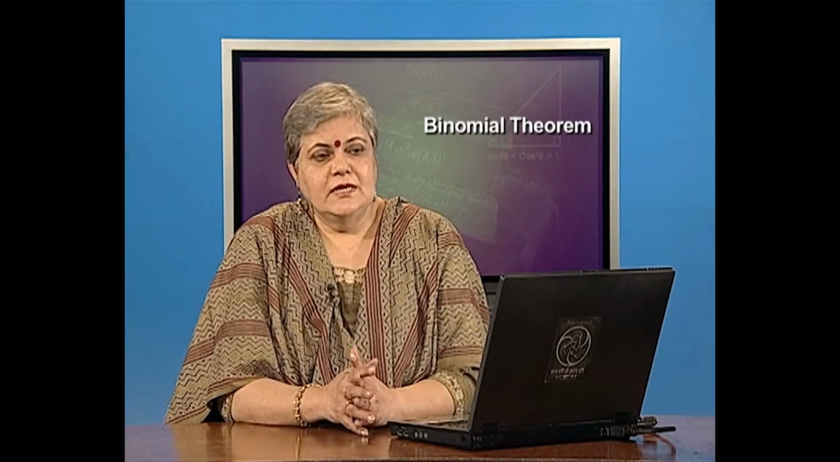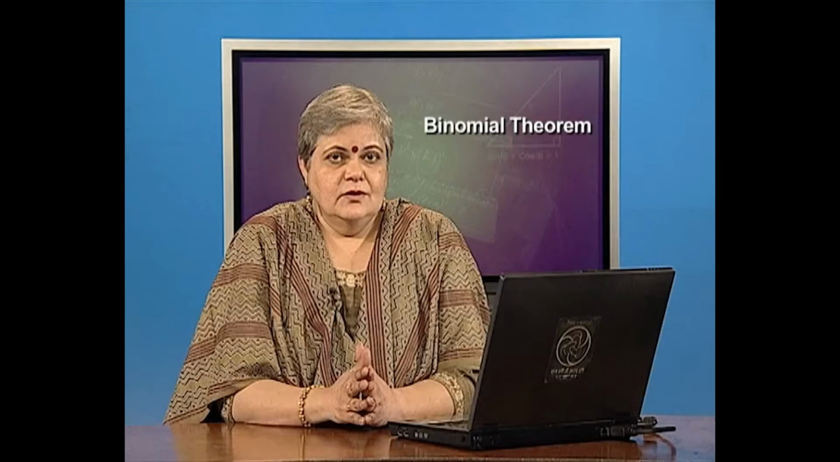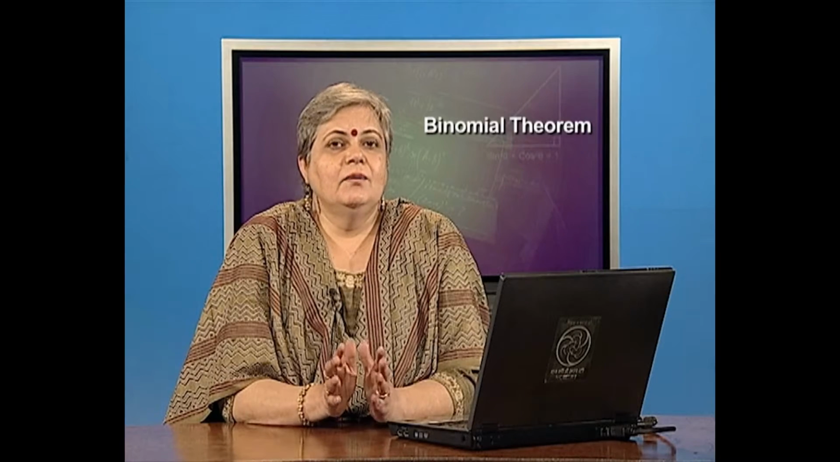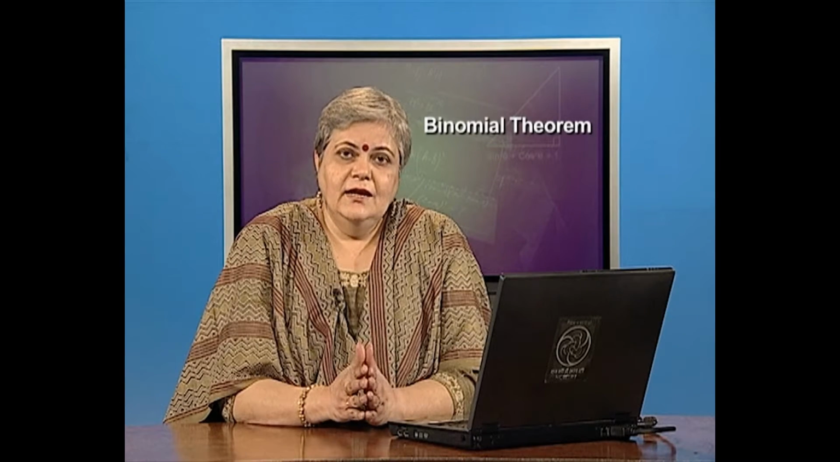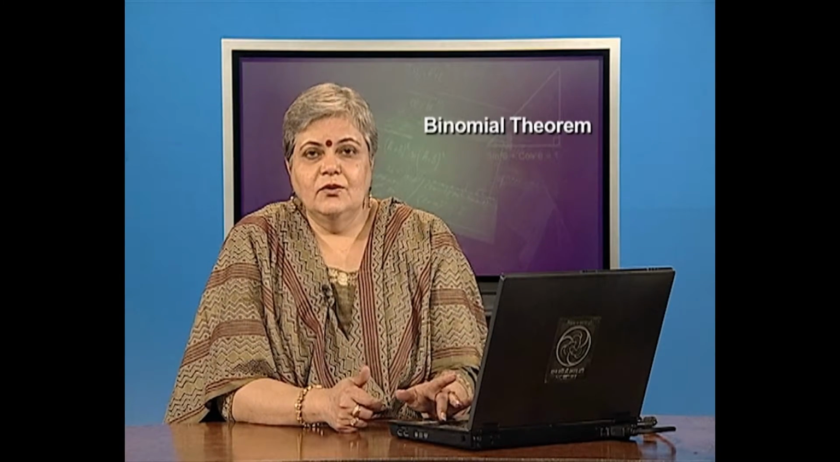The first problem says, in the expansion of 1 plus x raised to the power 10, the coefficient of the (2r plus 1)th term is equal to the coefficient of the (4r plus 5)th term. You have to find r. So, we are talking about the expansion of 1 plus x whole to the power 10. So, the binomial is 1 plus x, and therefore the coefficient of the (2r plus 1)th term will be the same as 10C2r, right. That is what we are going to make use of.